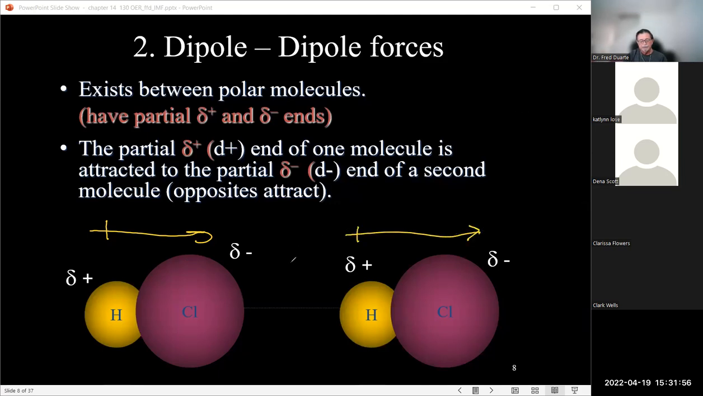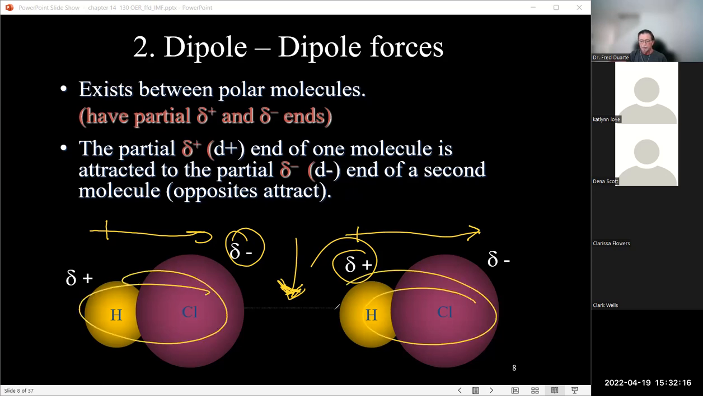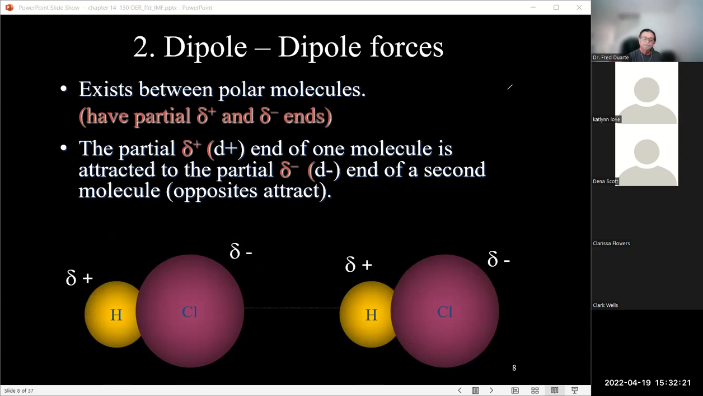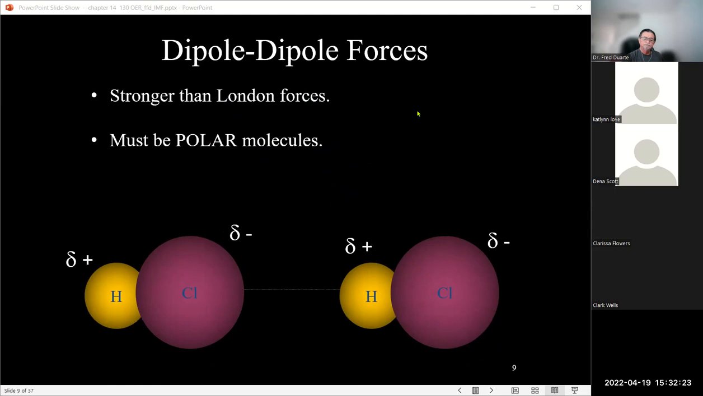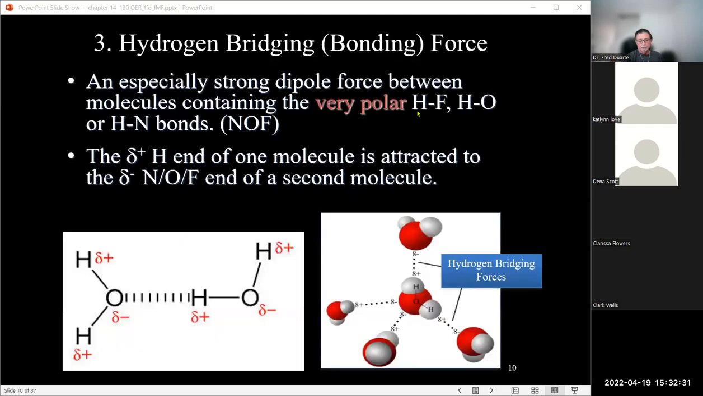So when it sees another molecule of hydrochloric acid, HCl, we get an interaction going on because of the partial positive and the partial negative. All right, so dipole-dipole interaction. There's a dipole here, there's a dipole here, dipole-dipole. Of course, like I mentioned, they're stronger than London forces, and of course, they have to be polar molecules.